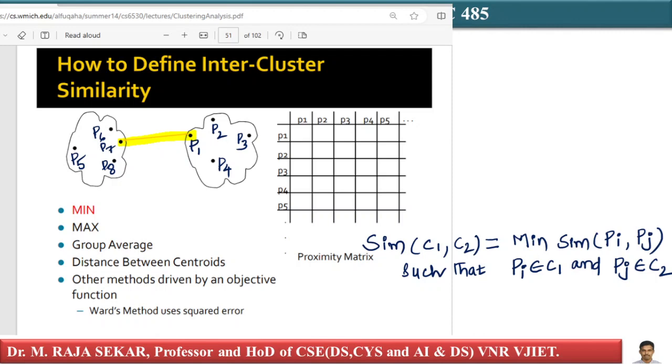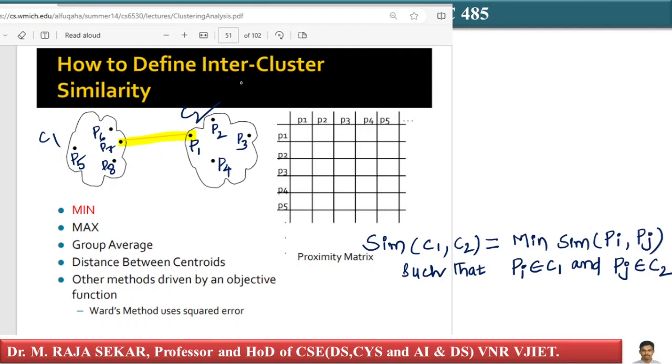Which effectively means, if you have two clusters like this, C1 means my first cluster, this is my C1, this is my C2. Pick the two closest points such that one point belongs to cluster C1 and the other point belongs to cluster C2. Pick two closest points, or most similar points. That is min, isn't it?